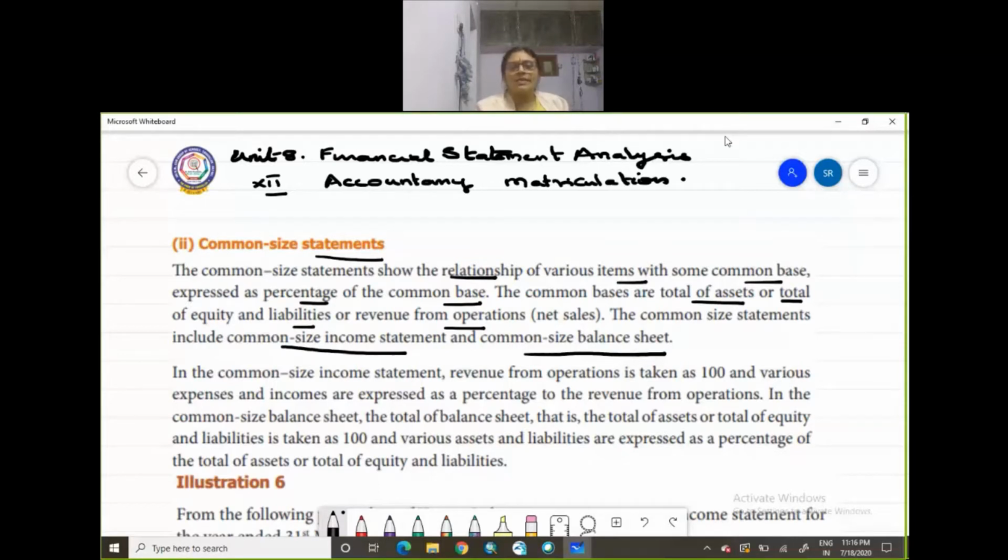So in a common size income statement, revenue from operations is taken as 100. That is going to be the base. Various expenses and incomes are expressed as a percentage of revenue from operations. In the common size balance sheet, total assets or total liabilities is taken as 100, and various assets and liabilities are expressed as a percentage of total assets and total equity and liabilities. So there's no comparison here. Now let us do Illustration 6. You'll be able to understand the problem better.